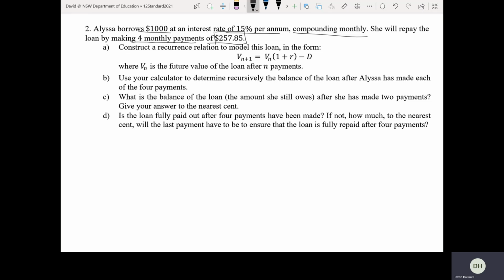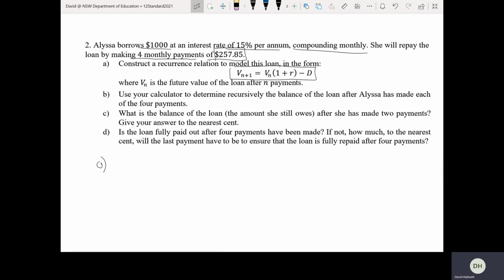Okay, so the first thing that it's asking me to do is to make a recurrence relation using the model. So we need to think about what each of these things are. Firstly, I note that everything's compounded monthly, so everything needs to be in terms of monthly. So this rate of 15% per annum, I can write that as 0.15 by dividing by 100, and then we need to make it per month, so we divide it by 12. Okay, so when I do that, I get that R is 0.0125. So I know my R value.